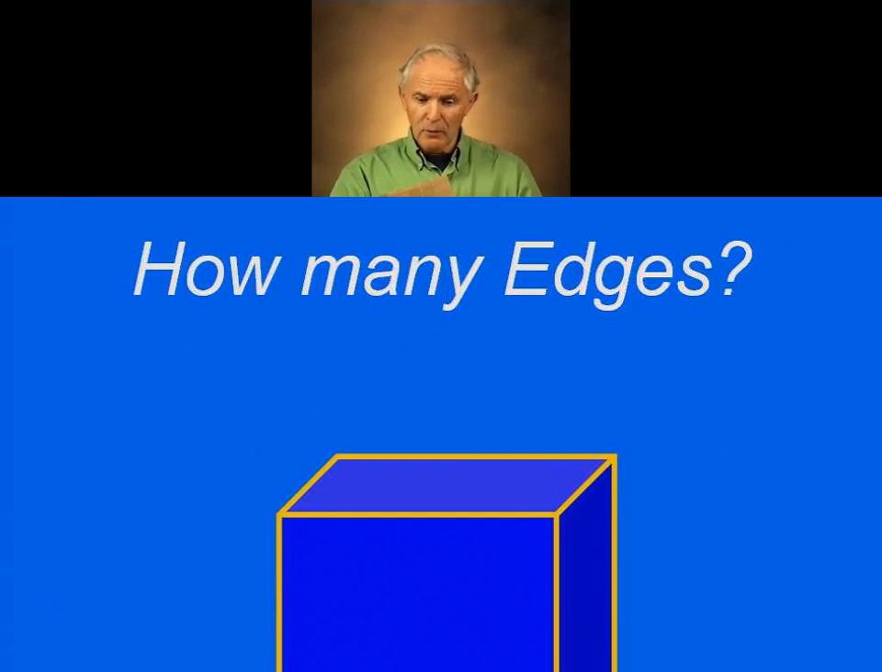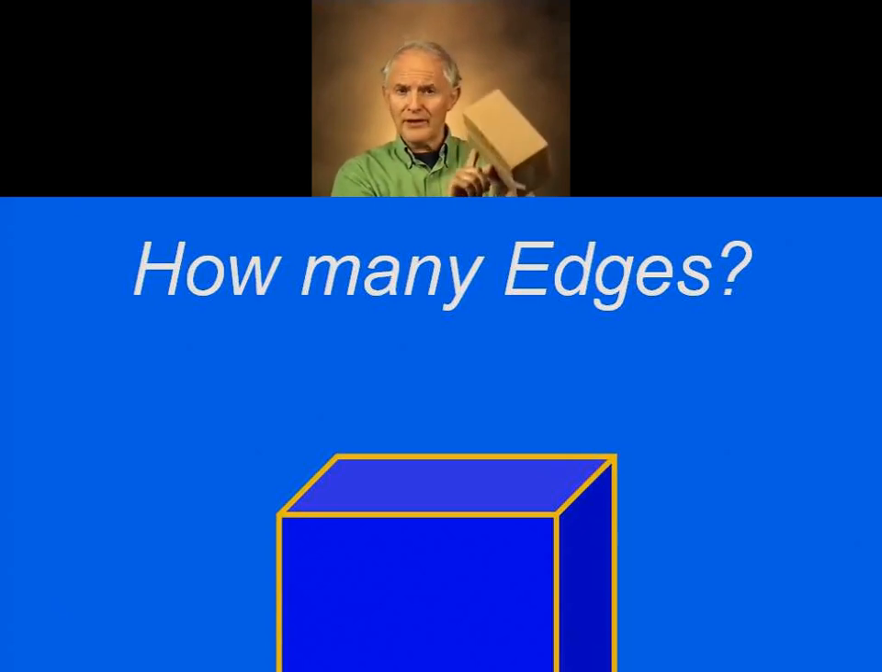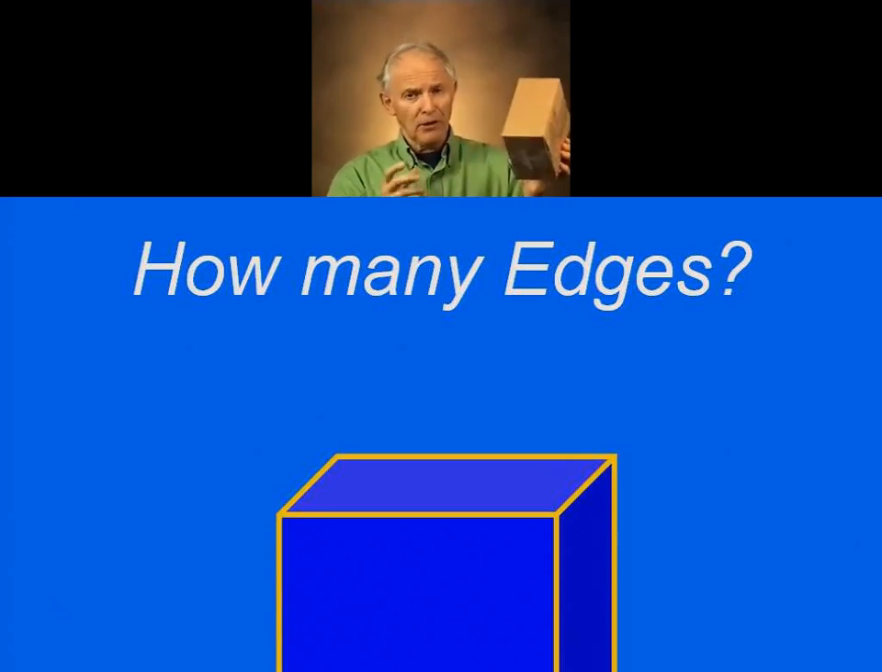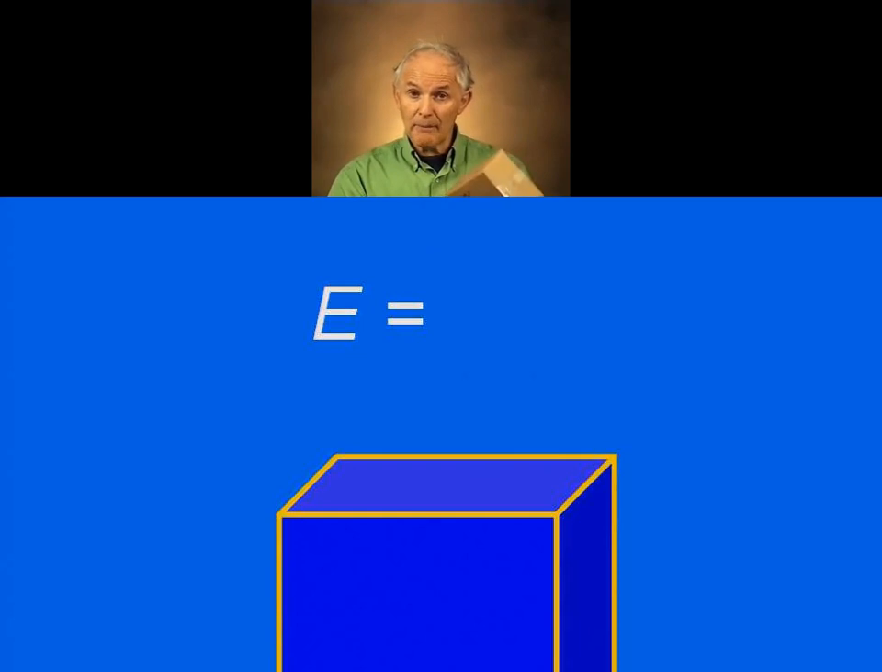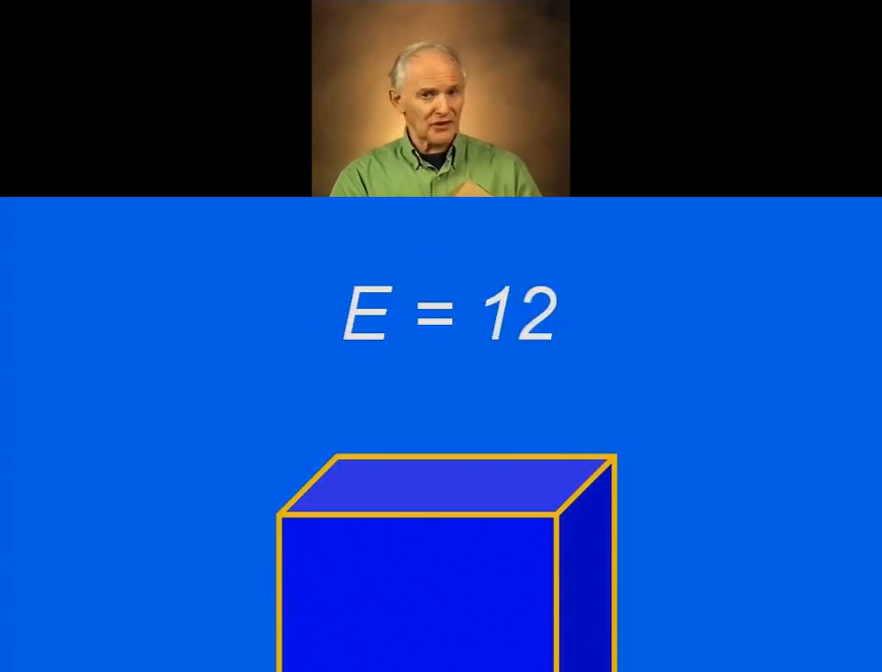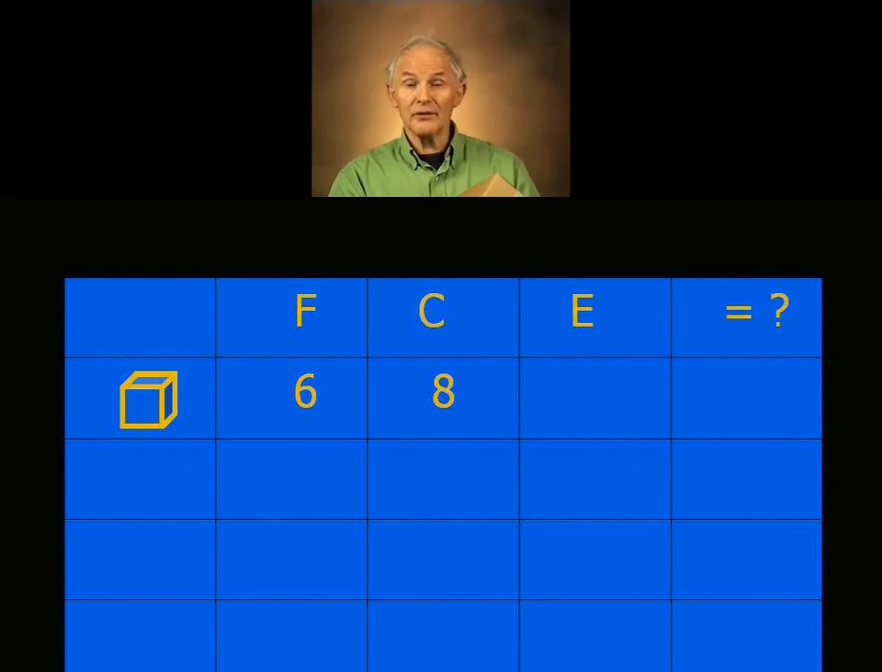Now then, what about the number of edges? Well, there are 1, 2, 3, 4 edges on the top, and obviously 1, 2, 3, 4 edges on the bottom, and obviously 1, 2, 3, 4 edges around there. 4 plus 4 plus 4 is 12, and therefore, if we use the letter E for the number of edges, E is equal to 12. That's not too difficult, is it? Well, you can fill that into your table as well.